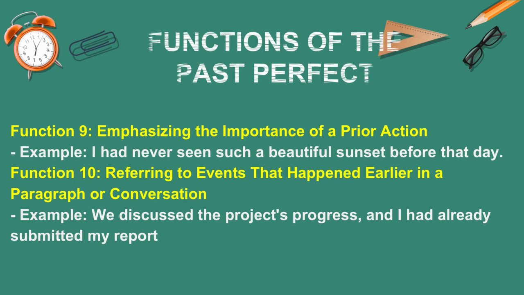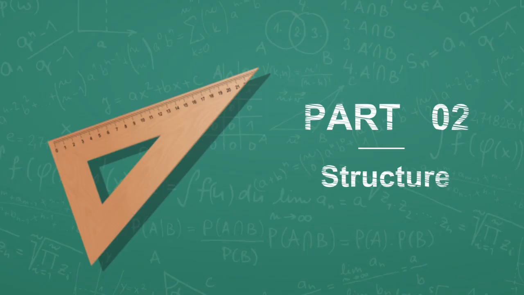Function 10. Referring to events that happened earlier in a paragraph or conversation. It can be used to refer to events that occurred earlier in a discussion or narration. For example, we discussed the project's progress and I had already submitted my report.